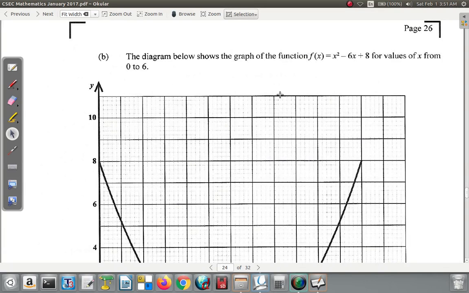Okay, let's look at question 9b. And remember, you are on your website, mathematicsclass.org. Right, so question 9b of the January 2017 CSEC maths paper.